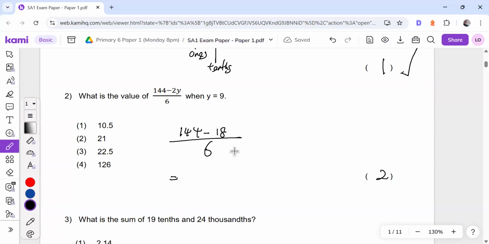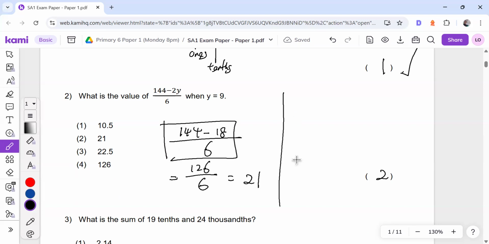Of course I'll use my calculator so we can do it a bit faster. Make sure you don't use a calculator when you do your paper one. So you minus, you get 126, then divide by 6. Then you get your answer, which is 21. So put everything in one big step. Don't break up your step like this. Don't do this: 2 times 9, 18, then 144 minus 18, and then you thought the answer is 126, and you put your answer number 4.